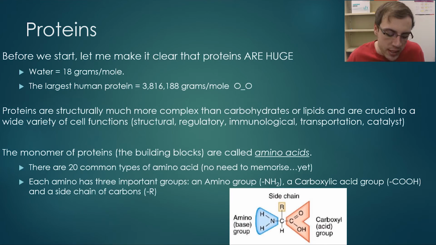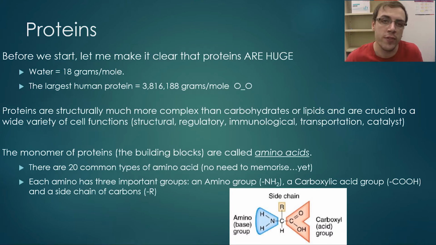So now that we're finished with lipids, let us now move on to proteins. Something too that must be noted is proteins are massive. They are absolutely huge. If we have a water molecule, okay, water weighs 18 grams per mole. Don't worry, we haven't covered moles yet. But if we had 1 mole of water, it would weigh 18 grams. If we had 1 mole of the largest protein in the human body, it would weigh over 3 tons. Like, that's massive. It's absolutely mind-boggling. So this just shows how huge proteins are inside of our human body. Now, proteins are also a lot more structurally complex than lipids or carbohydrates.